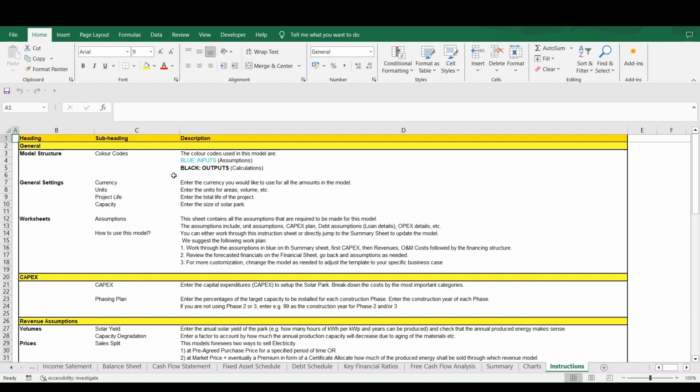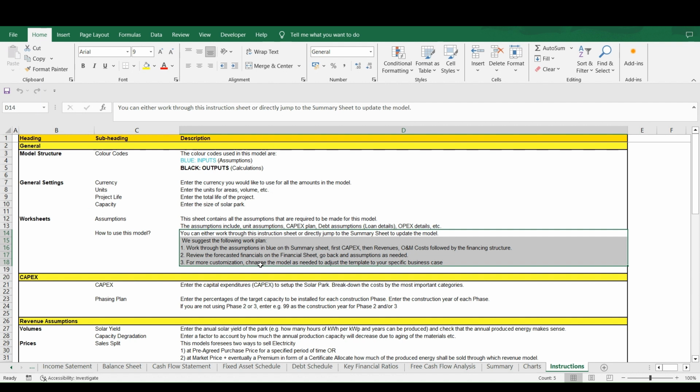So in the instruction sheet, you can find the instructions for the whole financial model. First up, we will try to understand the structure of the model. In this model, whatever is input in the blue shade is assumptions. In the black shades, there are outputs or calculations. There are general settings such as currency, units, project life of this project, the capacity of the power plant, and all. Then you have the assumption sheet, like I said, and then there are instructions for how to use this model.